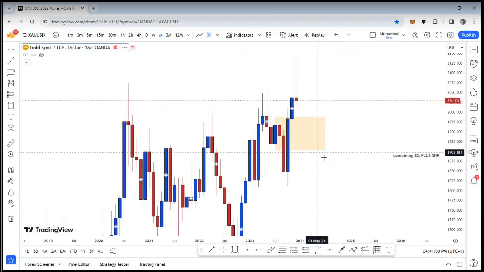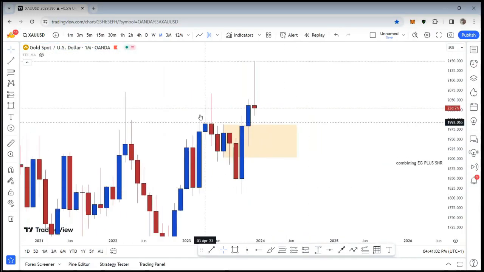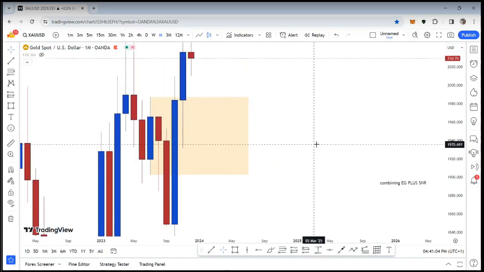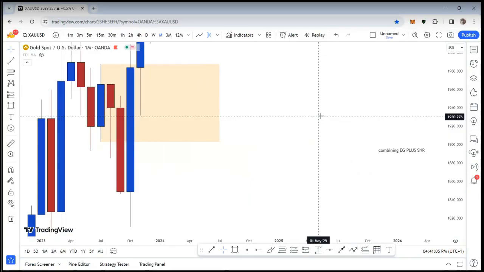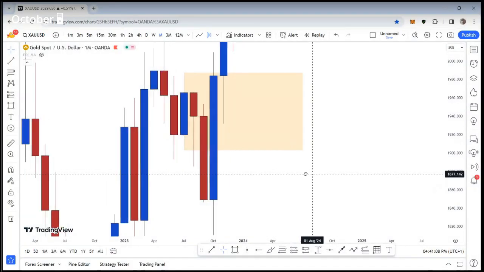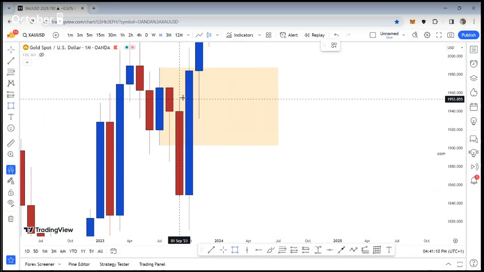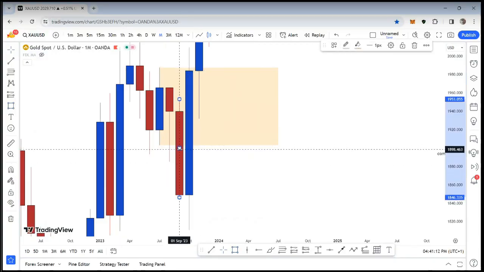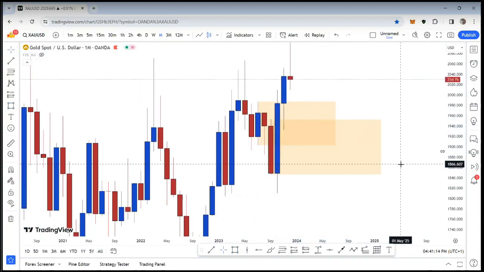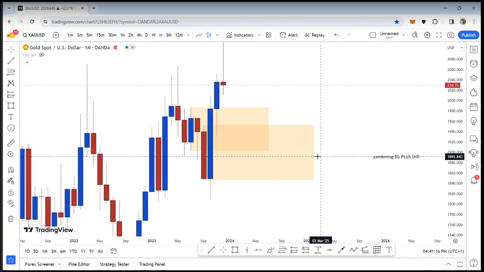So, basically, this is the normal type of engulfing, guys. Do we agree? Do you guys agree with me? Yes. This right here is the normal type of engulfing that I learned from the Malaysians.